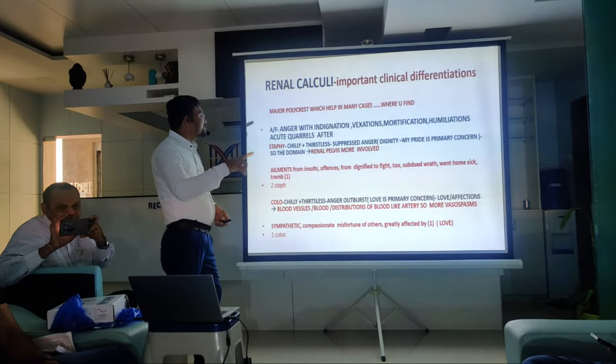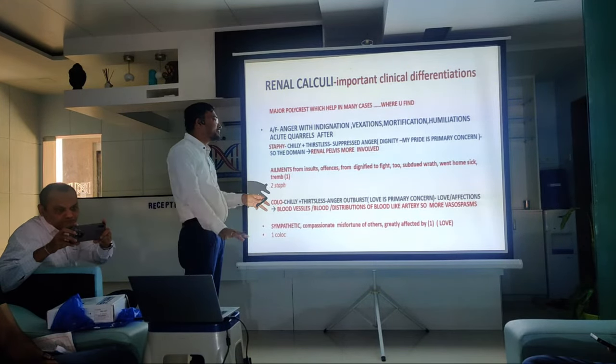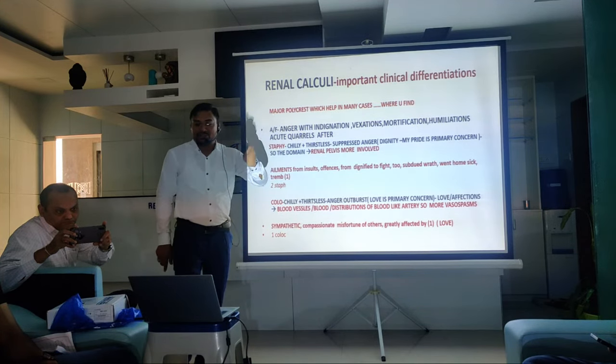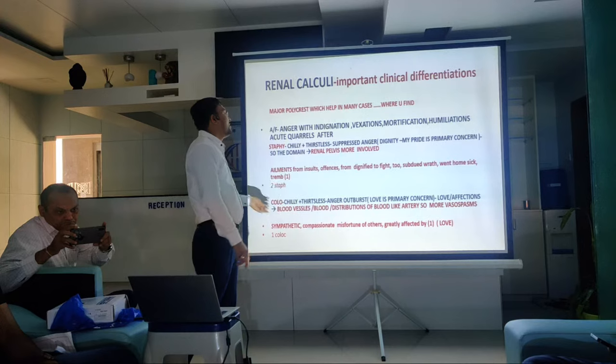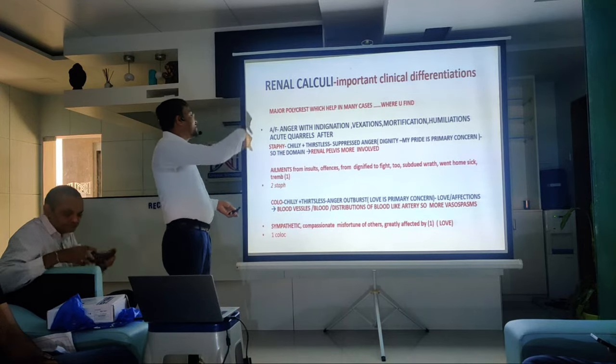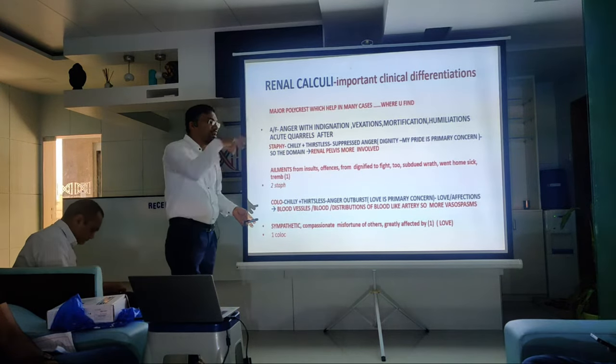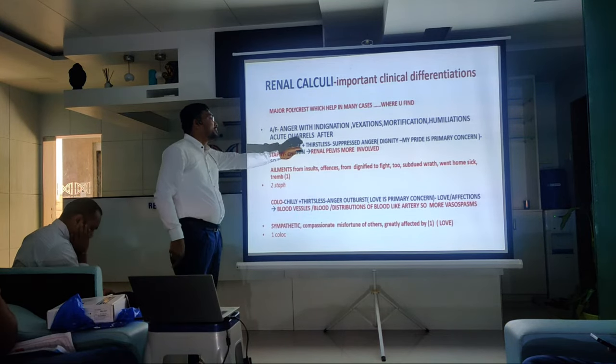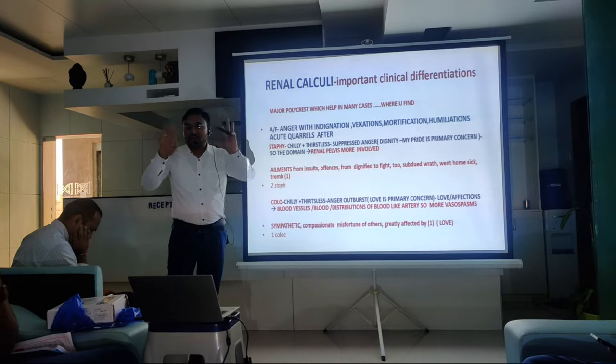Staphysagria: thirsty, suppressed anger, we noted. Dignity, my pride is the primary concern for Staphysagria. So the resultant pride is in this domain. This is my value of consideration. So the renal pelvis is involved. Every time, the kidney is not the only conflict.